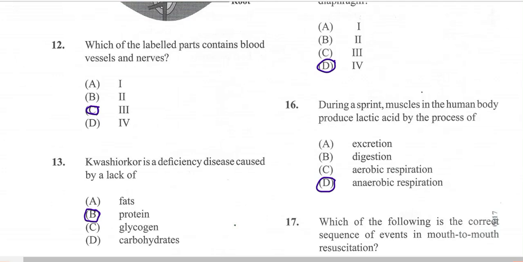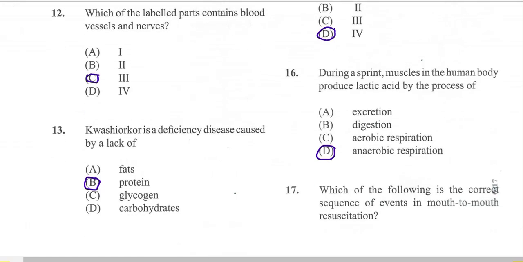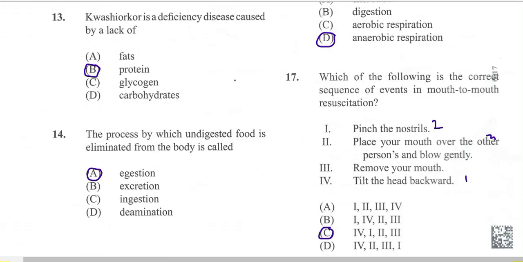Question number 13. Kwashiorkor is a deficiency disease caused by a lack of protein. Don't mix it up with carbohydrate, which of course is marasmus. For question number 13, our answer is going to be B. All right, we've just completed question 13, so we move on to question number 14.